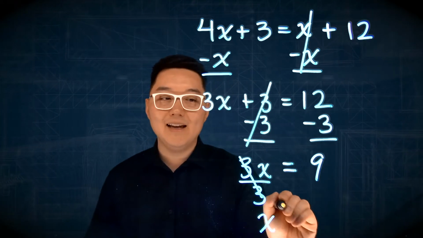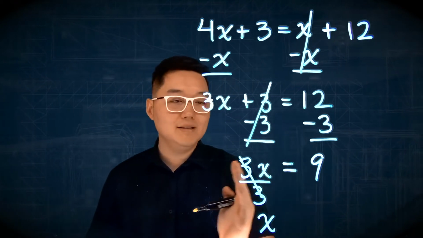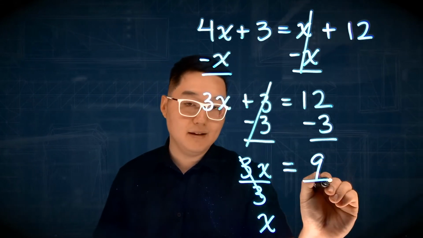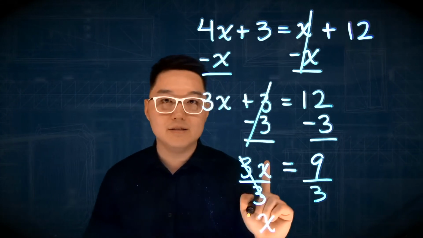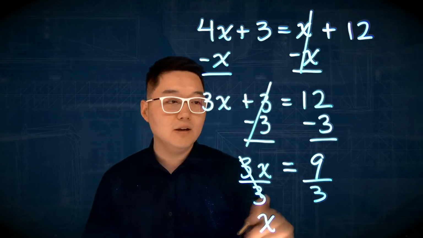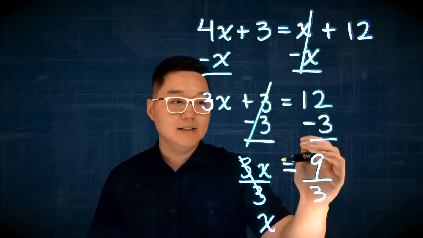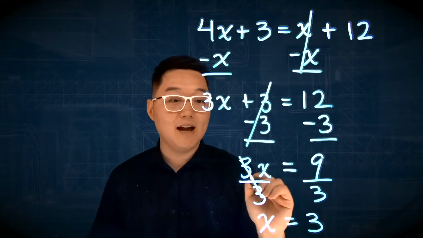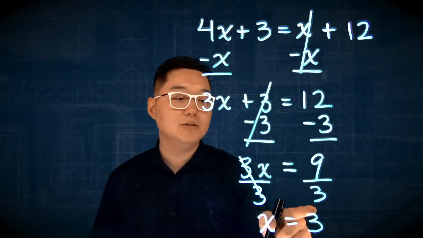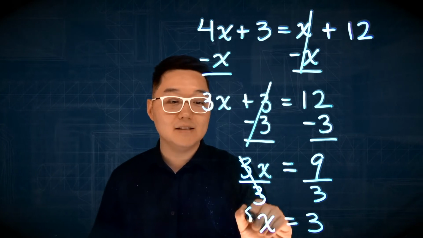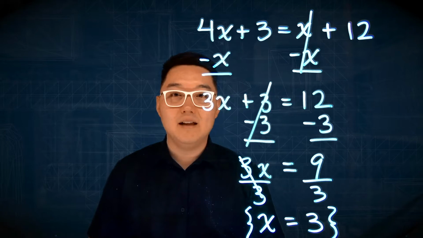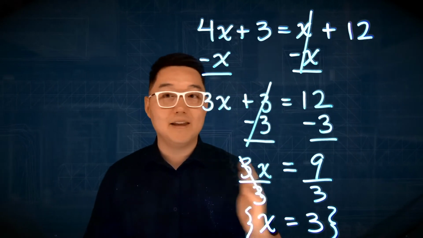But again, I can't just divide by 3 on the one side of the equation. I have to respect the equality by doing the same thing, dividing by 3 on the other side of the equation. So what is 9 divided by 3? 9 divided by 3 is now 3. So we have now 1x equal to 3. And that is a solution to this equation. Now let's try another problem that looks kind of like this.